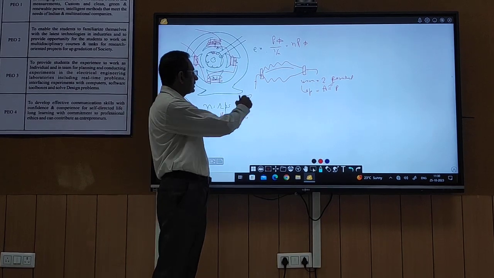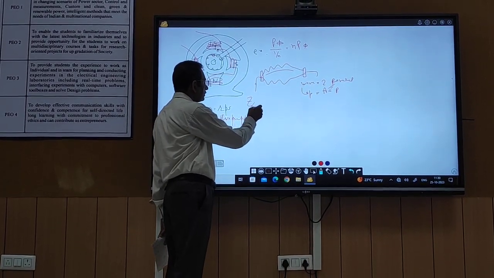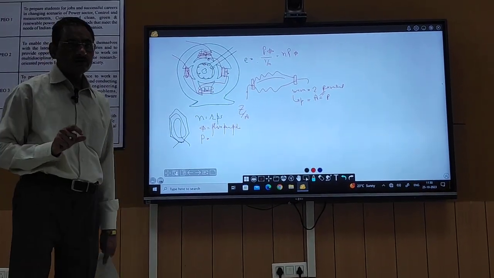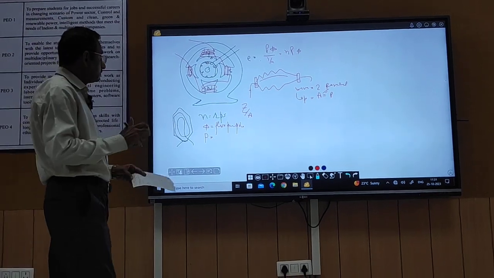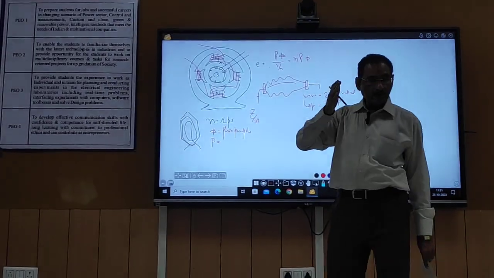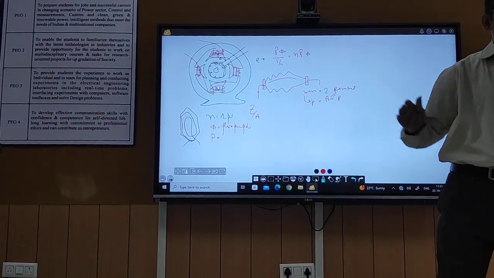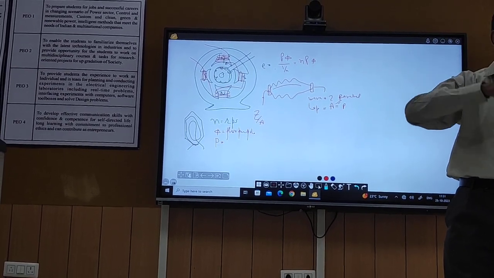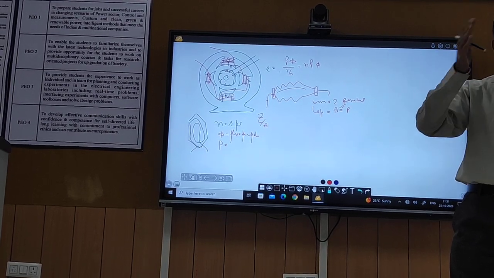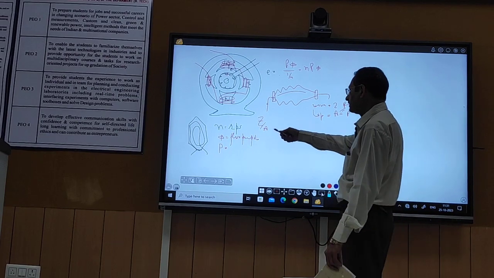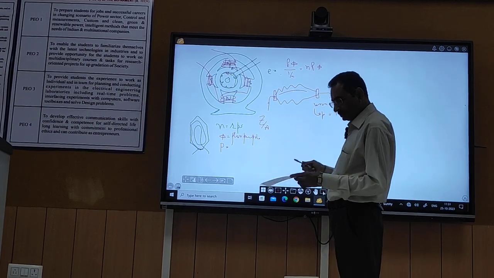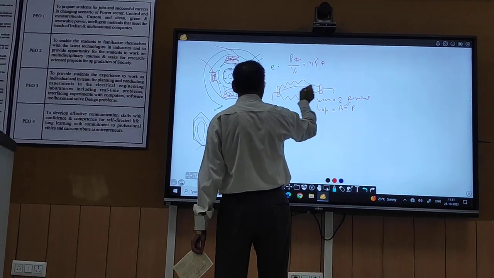तो इसका मतलब क्या होगा? Depending upon the parallel paths, Z by A will be the conductors in one path. So what will be the total voltage in one path? Whatever the voltage in one path, the same voltage will be in another path. In lap winding the total number of conductors is divided by the number of parallel paths A; in wave winding, divided by 2. So Z by A is the number of conductors in one path.